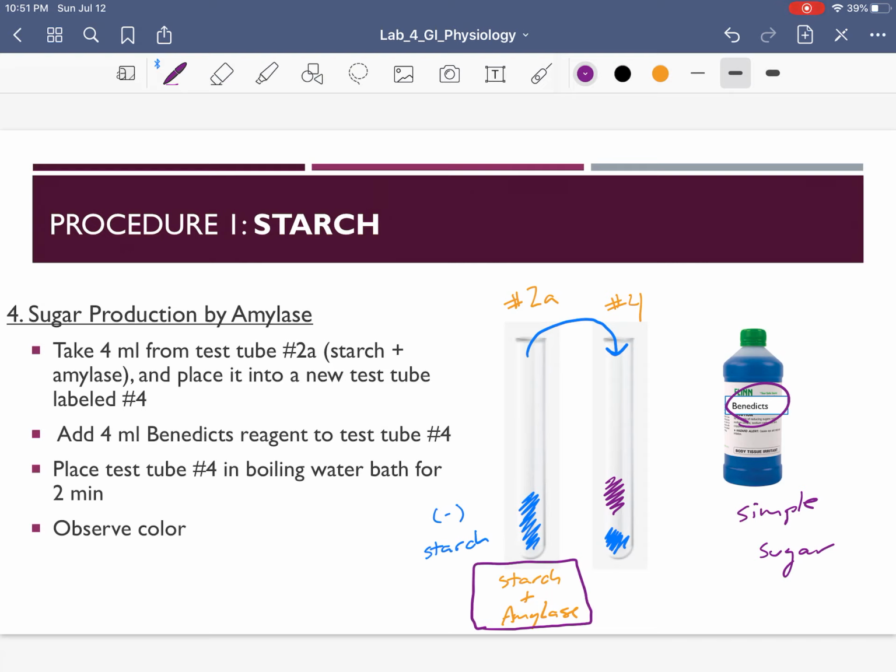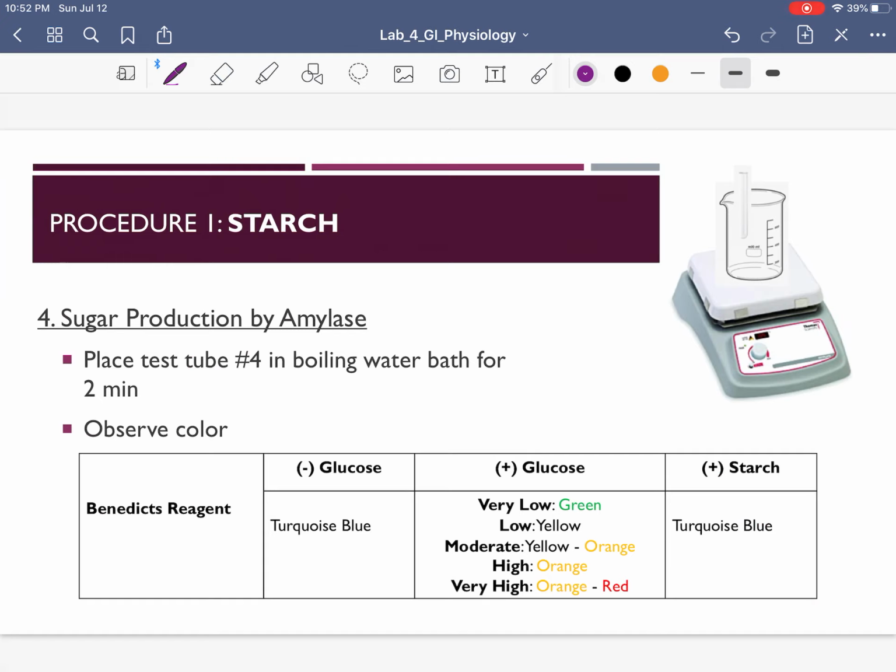for starch. Now we're making a new test tube, and we're going to test this new test tube for simple sugar. Do you think it's going to test positive for simple sugar? Yes or no? Think about what starch gets broken down into. Now, of course, Benedict's requires the boiling water bath. So we put our new test tube number 4 into a boiling water bath for 2 minutes, then we take it out.